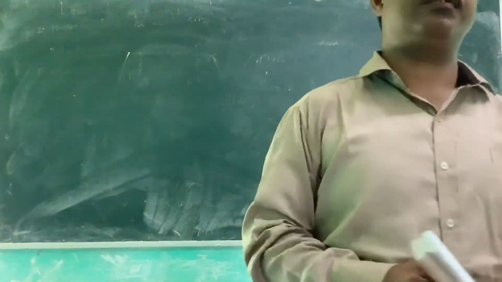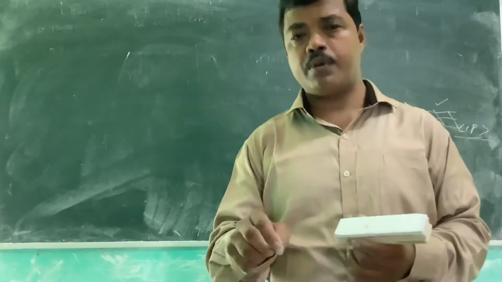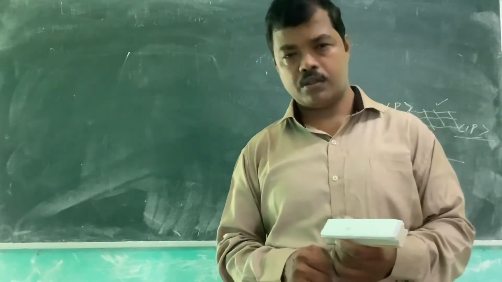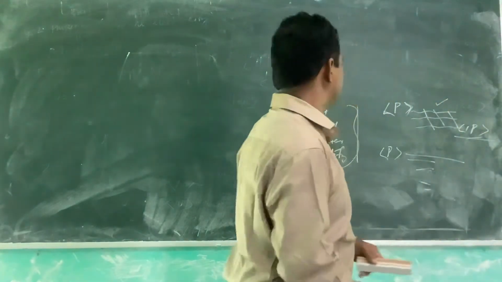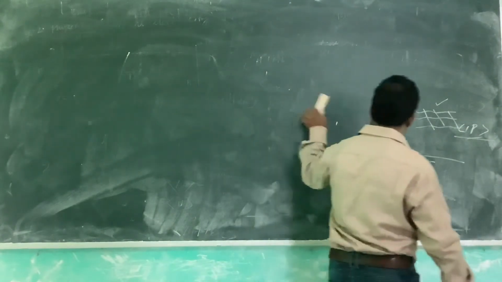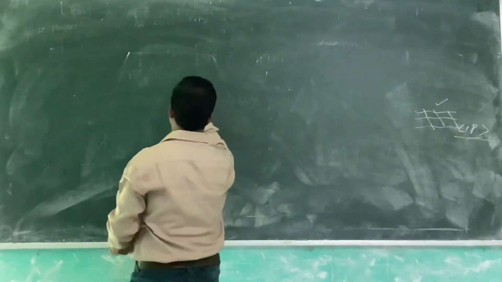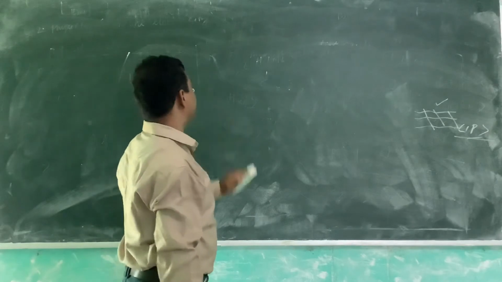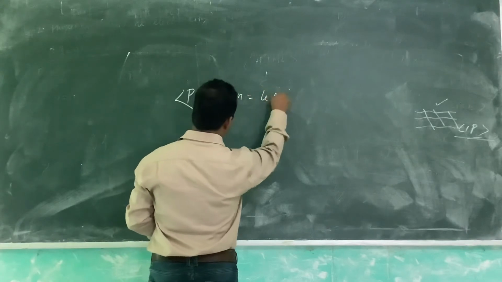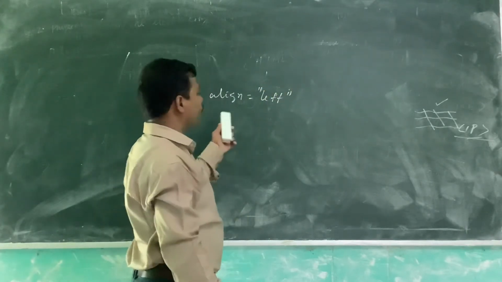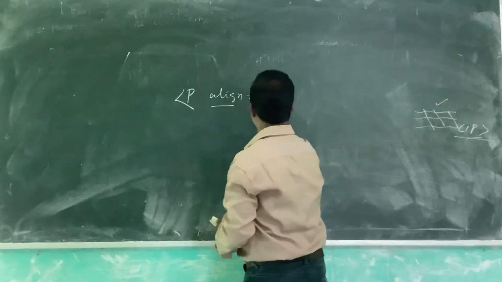So in paragraphs, let's say you want to give the first paragraph align left, next right, next center, next justify. So at the time of creating paragraphs, in the starting P tag, just type align equal to left. In the previous class, I told you this is the attribute and this is its value.